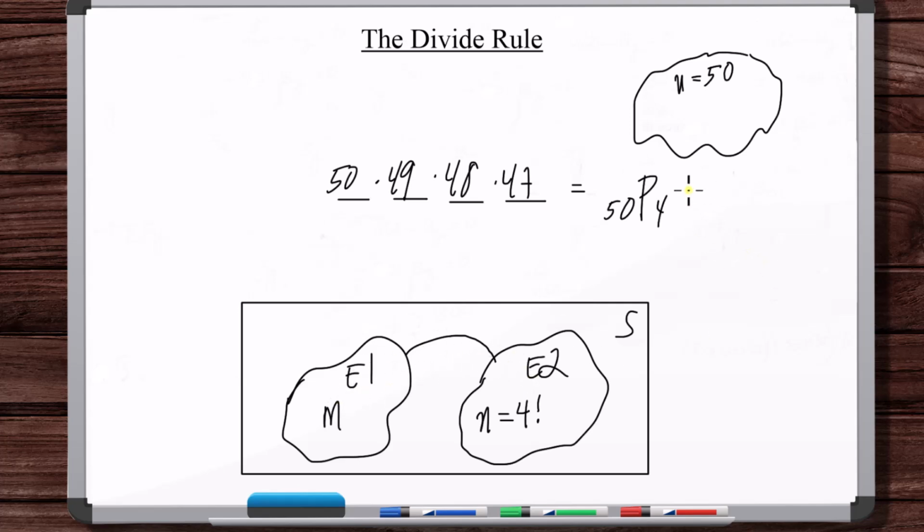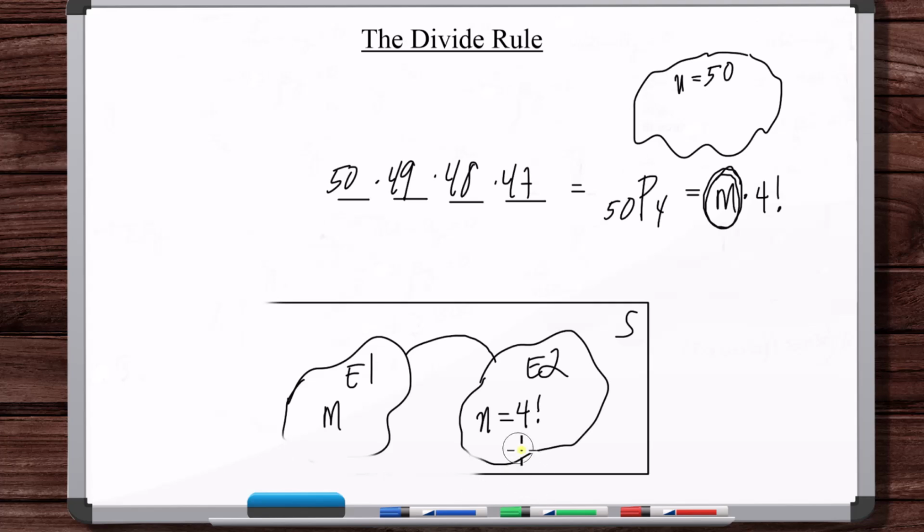This is equal to M times 4 factorial. Okay, well, but what are we looking for? What are we trying to solve for? We're trying to solve for M here. That's what we're looking for. So there's your explanation that to solve for M, you just take the number of permutations, this 50 times 49, 48 times 47, 50p4, and divide it by 4 factorial. So you see, we divided out the duplicates.